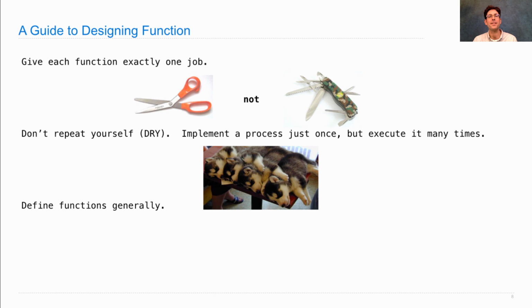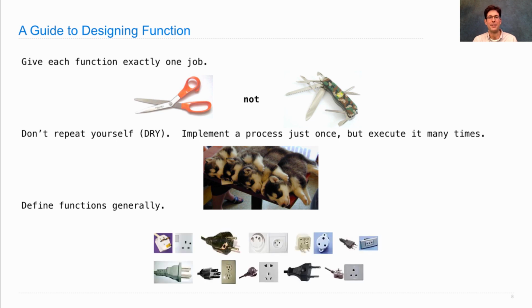And define functions generally. So here's a counterexample of what you shouldn't do. When the world defined electrical sockets, they solved this problem in lots of different ways. And for that reason, we have all these crazy adapters in the world, and it's really hard to plug stuff in. Instead, wouldn't it be nice if there was just one general way to plug something in? That's what you should aspire to with your function, not the chaos that exists in the electrical outlet world today.